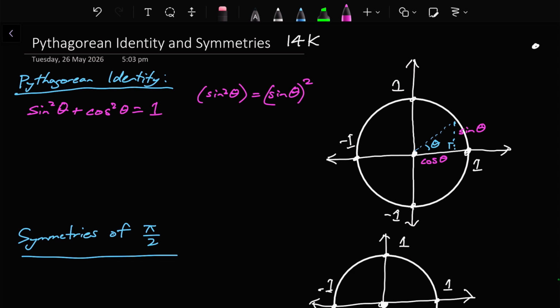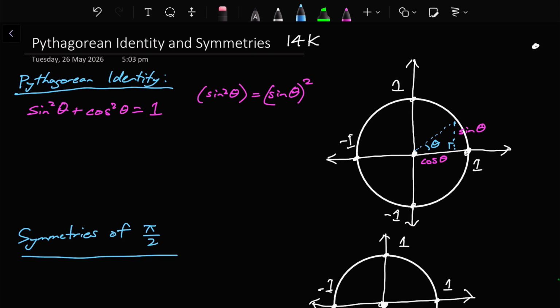Now, a natural question one might ask is, Mr. Lung, what happens if this angle isn't in the first quadrant? What happens if it's somewhere else? And that's a very fair question. But what I would like to say is that for any other angle, you can always draw a triangle that gives you one of these in the first quadrant because of symmetry, right?